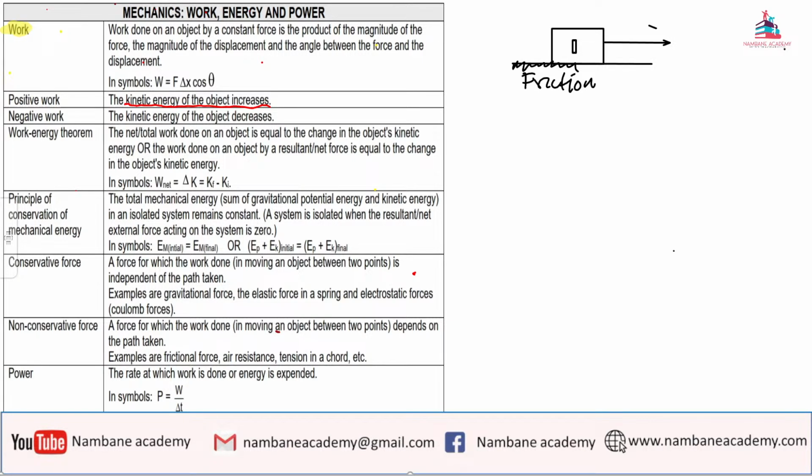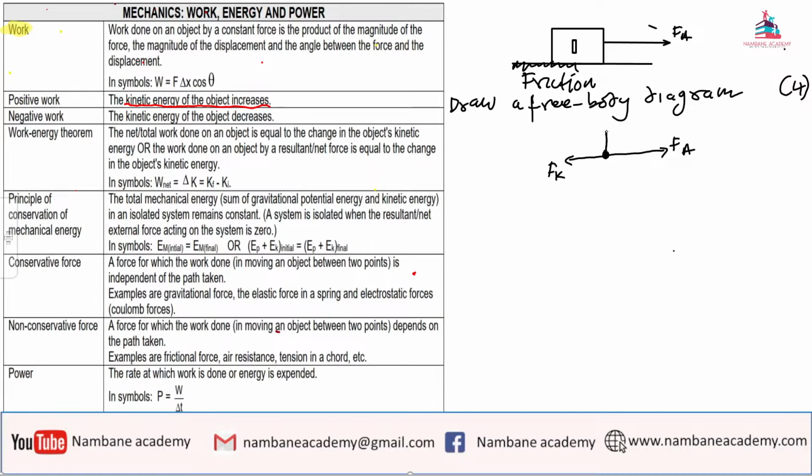And the first question that I'm going to ask will be, let's draw a free body diagram. Let's draw a free body diagram. And this free body diagram, it's 4 marks. I want to show you why. We have the force applied in this direction. We are also going to have our Fk. We are also going to have our normal force. We are also going to have our Fg or Fw in this instance.